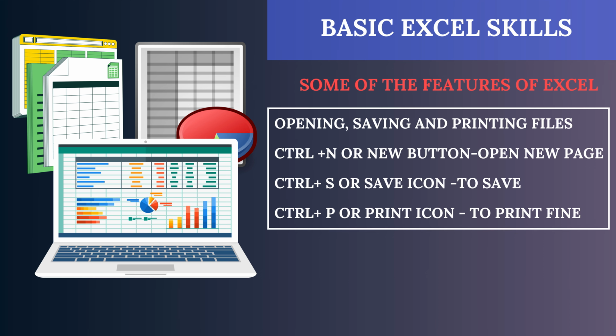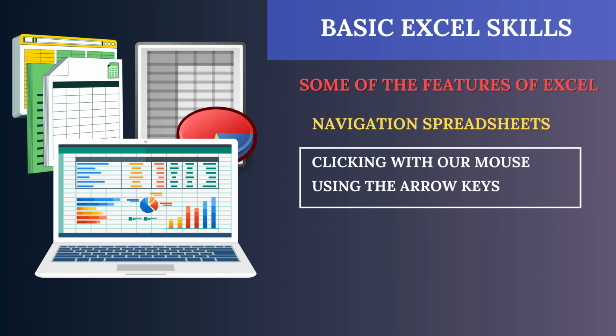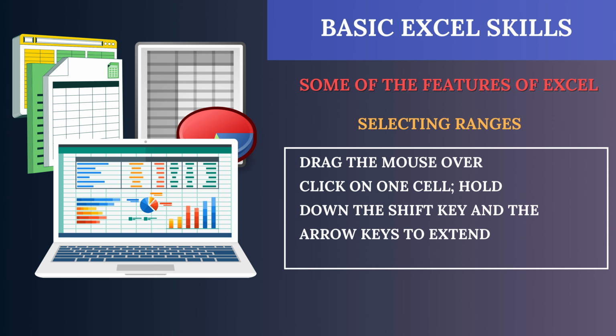Next is navigation. Spreadsheets are made up of rows, the horizontal lines, and columns, the vertical lines. Where a row and column intersect, that is a cell. We can navigate to different cells by clicking with our mouse or using the arrow keys on the keyboard. Selecting ranges: sometimes we need to select a range of multiple cells at once. We can drag the mouse over the ones we want. Or we can click on one cell, hold down the Shift key, and use the arrow keys to extend the selection outward.